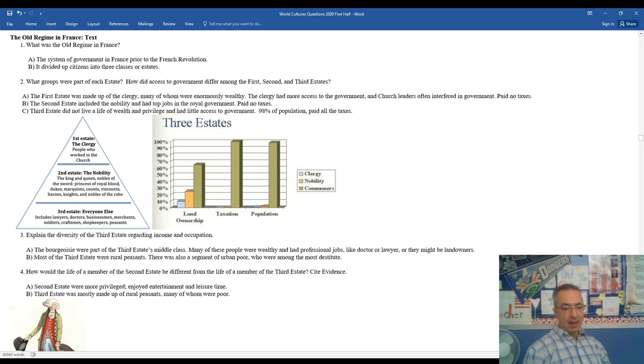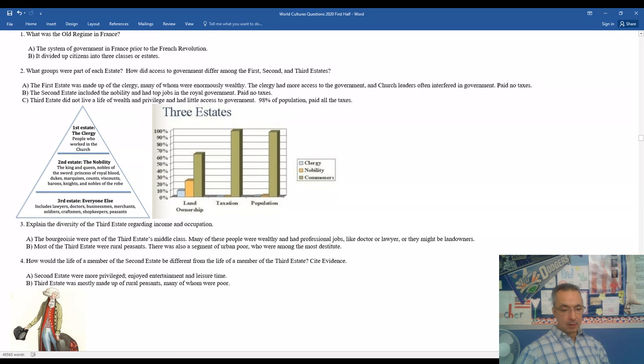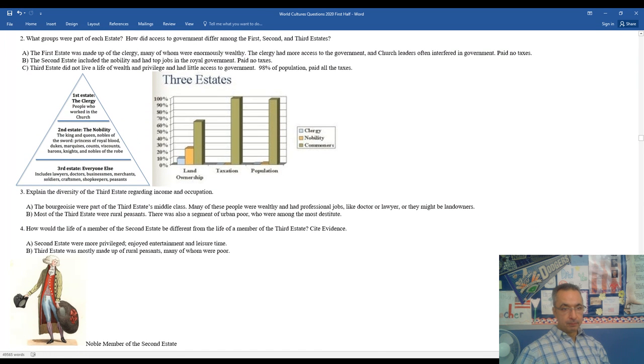4, how would the life of a member of the second estate be different from that of the third estate? Second estate were more privileged, enjoyed entertainment and leisure time. They really enjoyed and embraced life. Of course, too, they worked less or not at all. Third estate mostly made up of the peasants, as we mentioned, many of whom were poor.